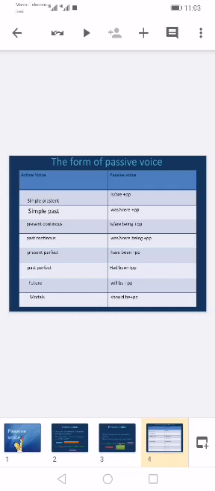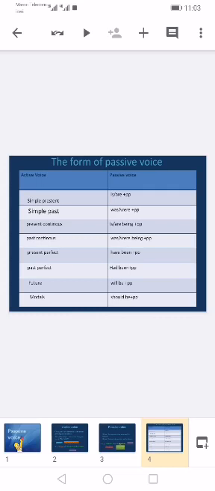So in simple present, as you can see here, we have is or are plus pp, or past participle. pp means past participle. So when we have a sentence in simple present, the rule becomes is or are plus past participle. Why is or are? It depends on the object. If the object is singular, we put is, and if the object is plural, we put are.